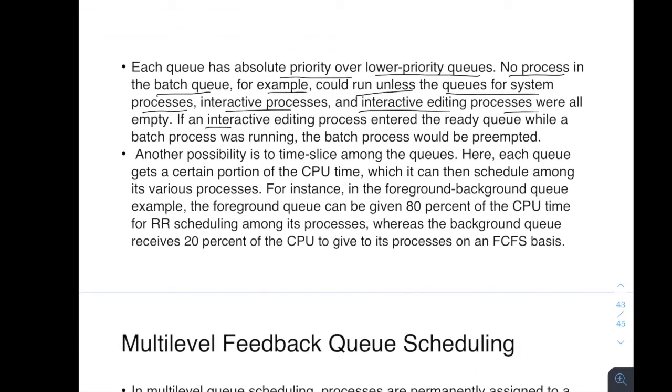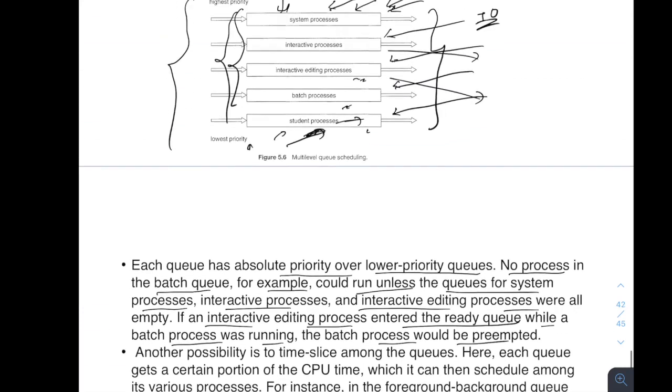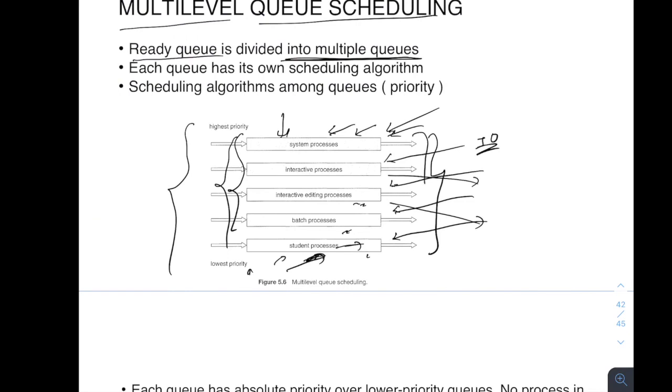Similarly, if an interactive editing process entered the ready queue while a batch process was running, the batch process will be preempted. This is basically among all these queues you are following. Within these queues, you are following some algorithm, but among all these queues, you are following preemptive priority scheduling. That means, let's say some process P1 is executing in student process, which is of the lowest priority, and some process P2 arrives in the system process queue, then P1 will be preempted and P2 will run.